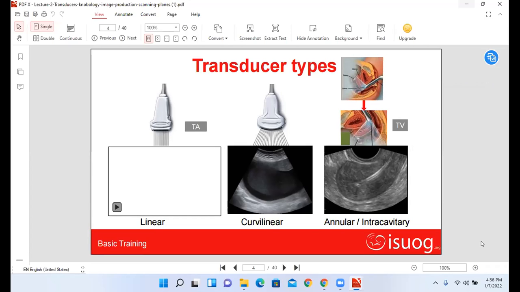We have linear. Linear was used earlier for obstetrics. It was considered one of the best for obstetric purposes, but it is no more used nowadays. We have started using curvilinear because it covers a broader area. It is fan-like. We send fan-like lines into the human tissue. And of course, this annular intracavitary is larger, 180 degrees. It fans out.